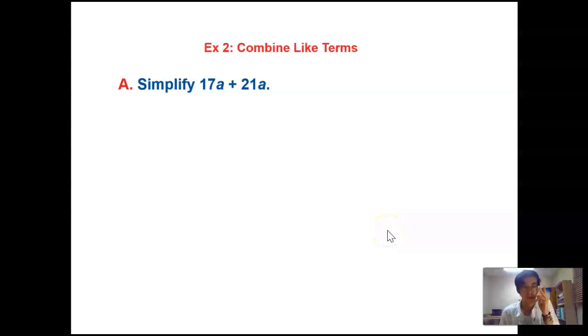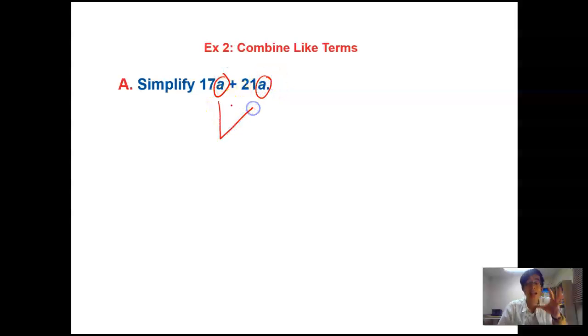Alrighty, for example 2, we're going to see how we can combine like terms based on what we know about the distributive property. Oftentimes you can say, hey, like terms is something that has the same variable and the same exponent, but we never really understand why. Here's why. If you can see here, 17a and 21a both have a common factor of a.